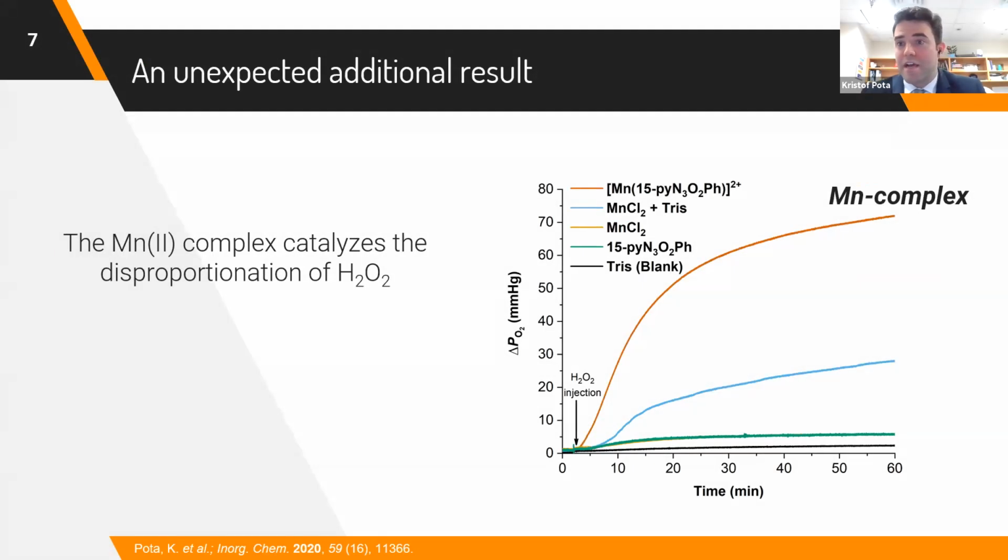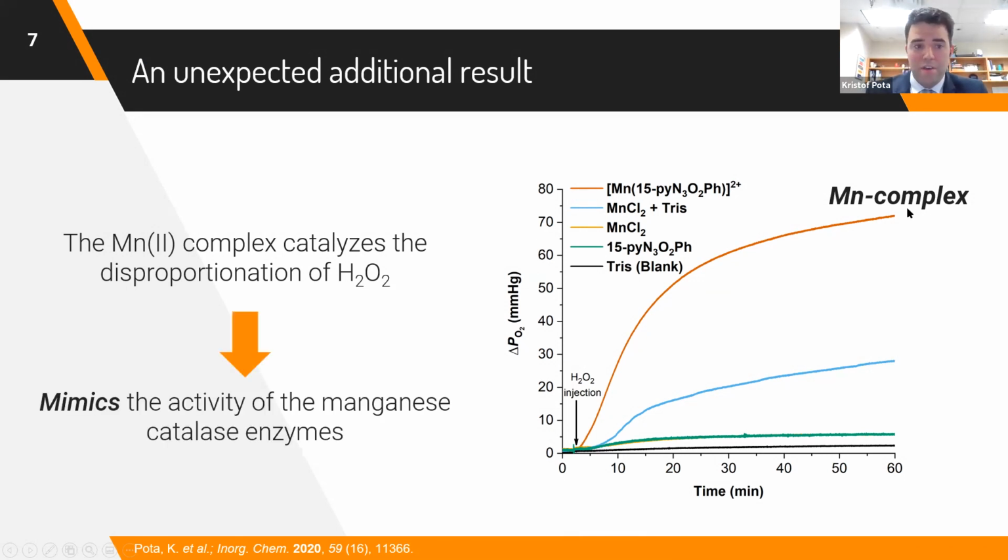Another interesting side effect of this study was that we found that this manganese complex catalyzes the disproportionation of hydrogen peroxide, as we can see in this image on the right. We can see that manganese by itself does not catalyze the hydrogen peroxide disproportionation as well as our manganese complex does. And this shows that this complex can mimic the activity of the manganese catalase enzymes.